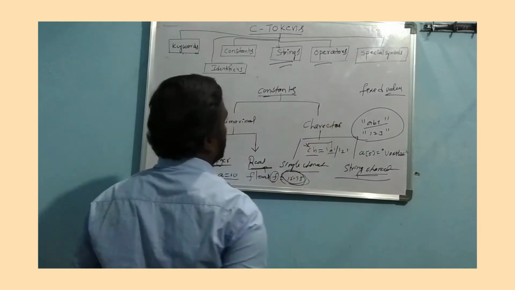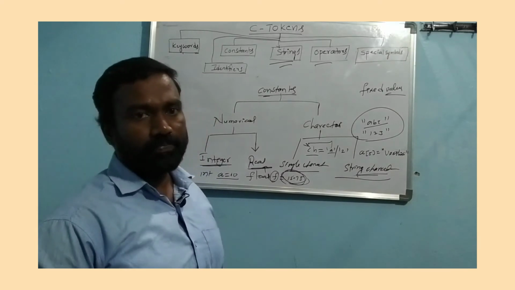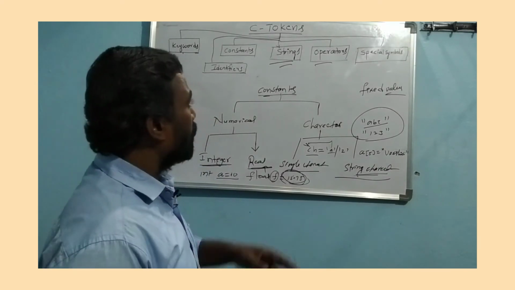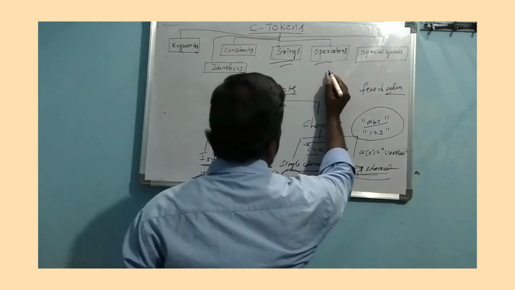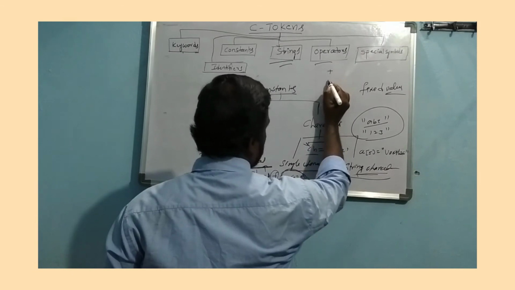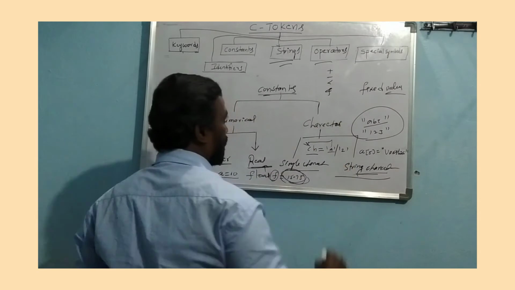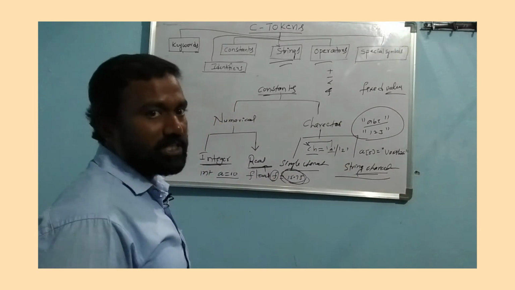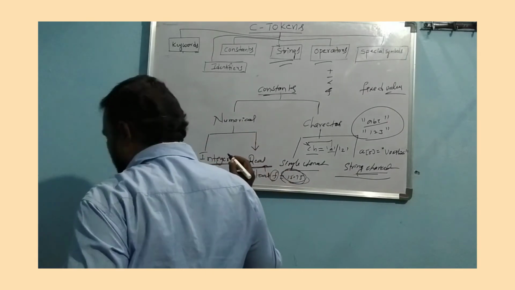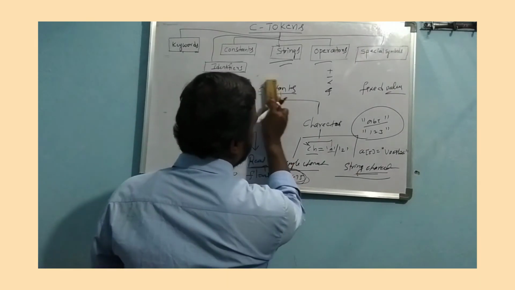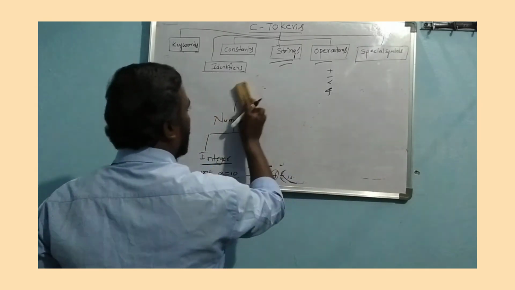Coming to the next one, operators. This is the most important topic we have to discuss later. Now, what is an operator? I would like to explain. See here, operators are mainly plus, minus, less than, and so on. These are examples of operators. What is meant by an operator? For example, I would like to take an example to get the idea about operators.